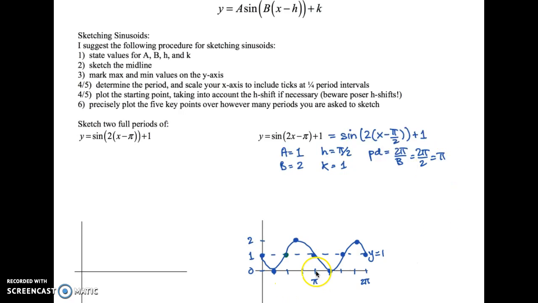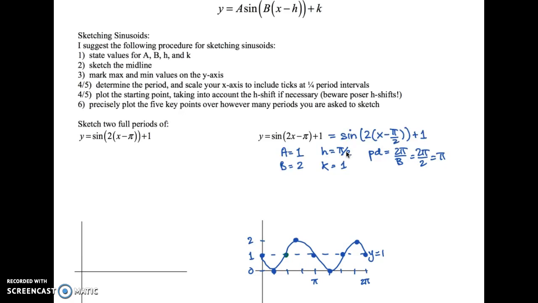So I go over here and I do 8 tick marks because I'm supposed to draw 2 periods. And I'm really interested in the quarter period tick marks. So I label pi and 2 pi as good benchmarks for my x-axis. Now I plot the starting point, taking into account the h shift. So I know that my parent sine function has been moved to the right pi over 2 because my h value is pi over 2.